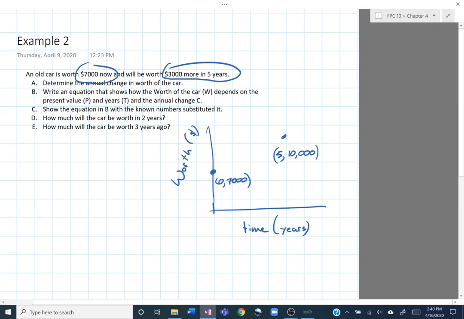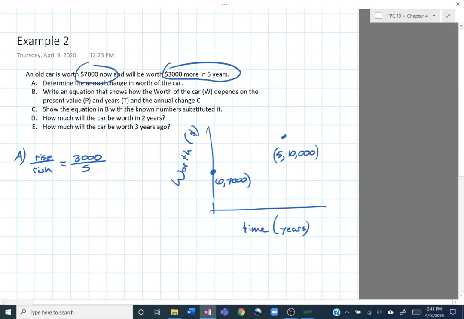So I can actually look at this, if I go back and I go A, determine the annual change of the worth of the car. So I can look at this two ways now, given the information they've given me in this question. I can say rise over run if I would like on this one. I know that my rise is going to be $3,000 if my run is 5 years. So I get this expression here, $3,000 in 5 years.